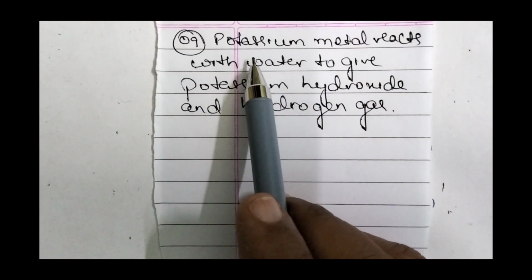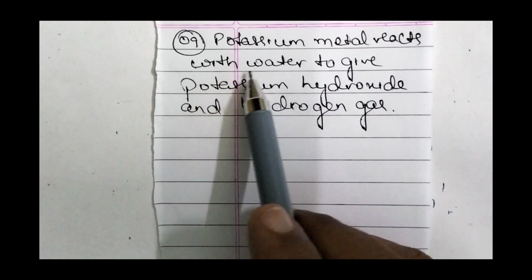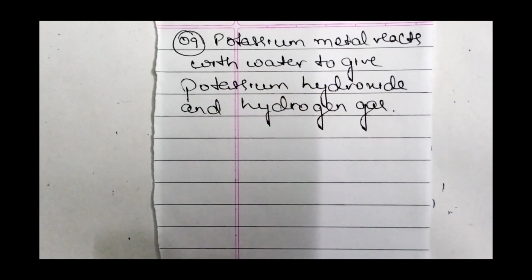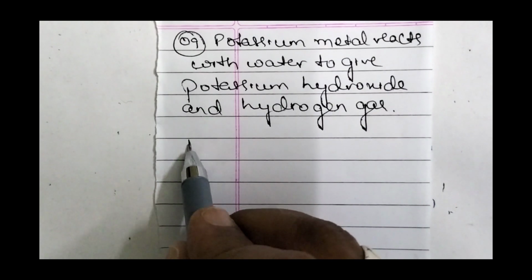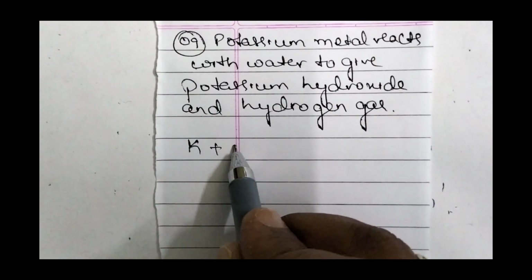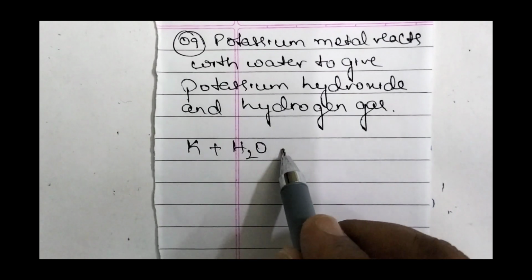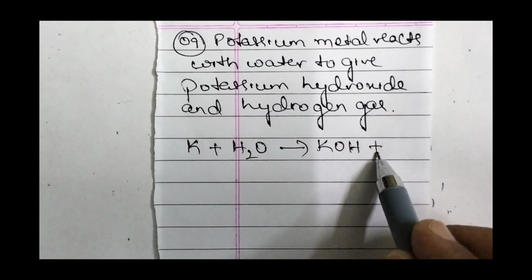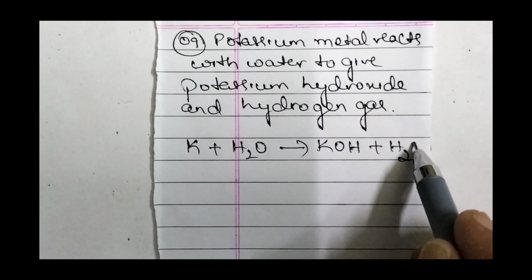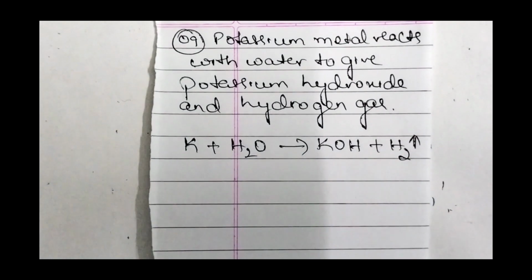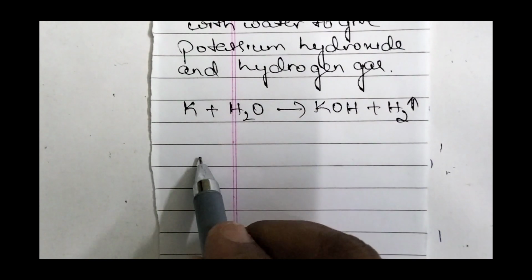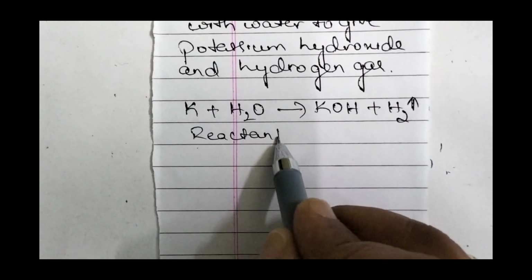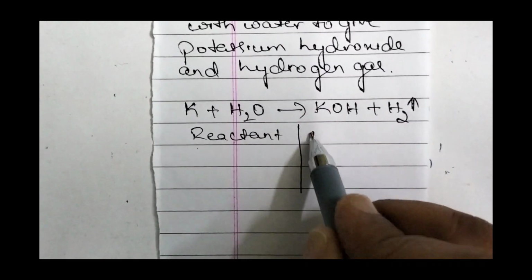So in the 9th question, potassium metal reacts with water to give potassium hydroxide and hydrogen gas. So now let us write potassium K reacts with water H2O to give rise to KOH, potassium hydroxide, and liberates hydrogen. So now let us write the balanced equation for this one. So reactant, product.